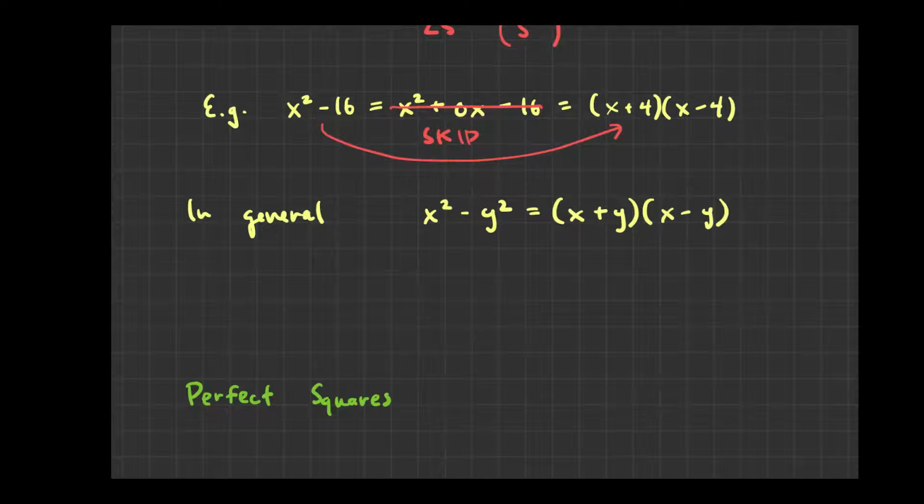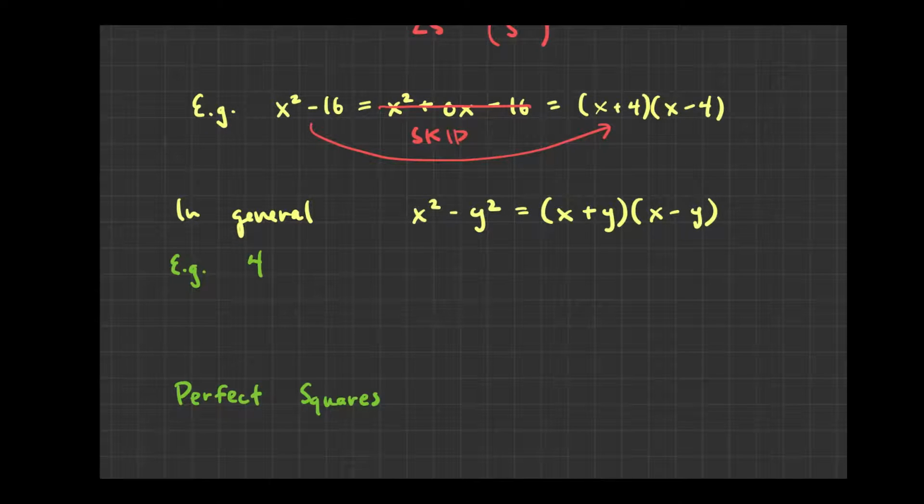Got a couple of good examples here of difference of squares. Maybe I'll do a more straightforward one. Let's do this one: 4 minus 9z squared. I'm just going to erase this and come back to it. Okay, 4 minus 9z squared.